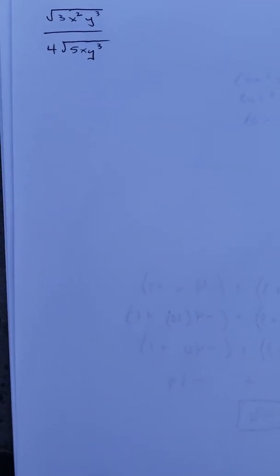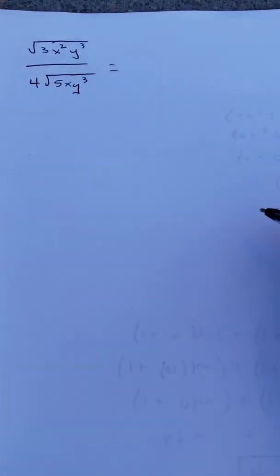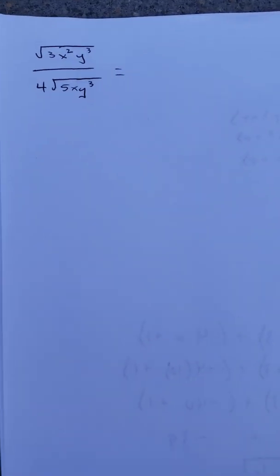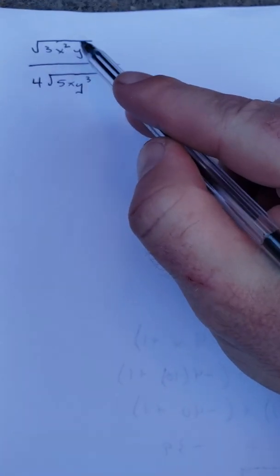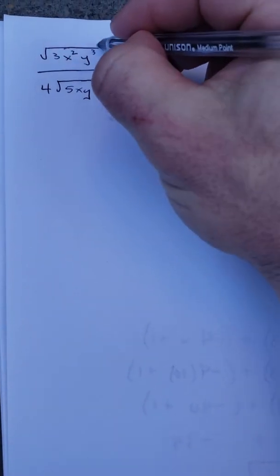Whoa, now we got a few more things going on. Okay, don't be afraid of this though. We're gonna do it the same exact way. Let's take care of the stuff that we can take care of right now. And we said it before. Wait a minute, I see that I have square root y to the third and square root y to the third. Those are the same.